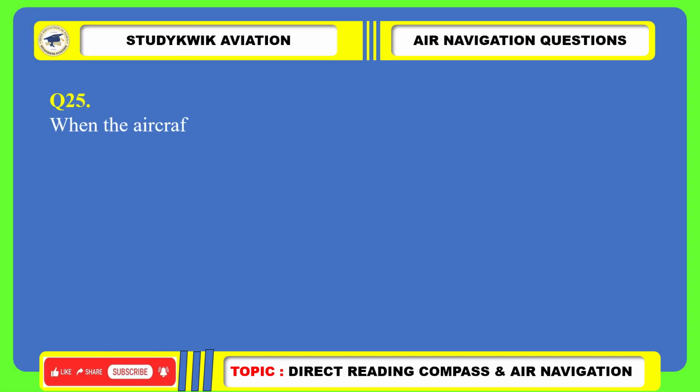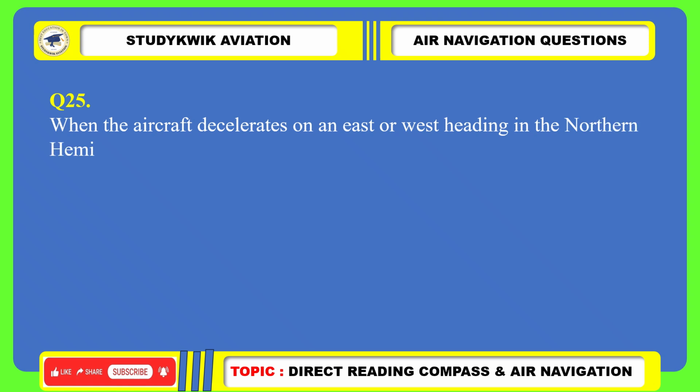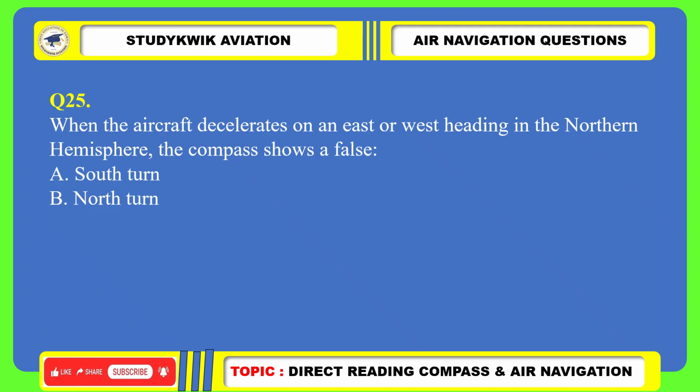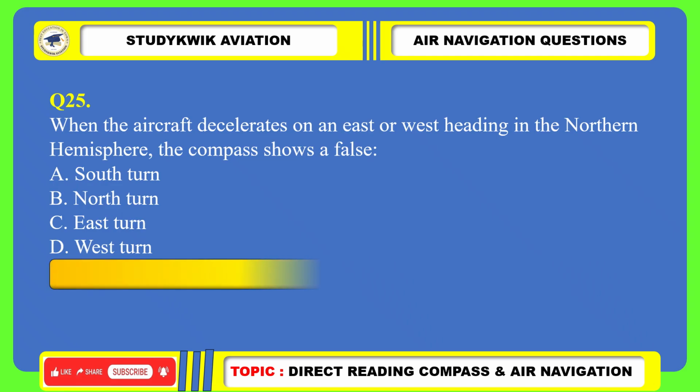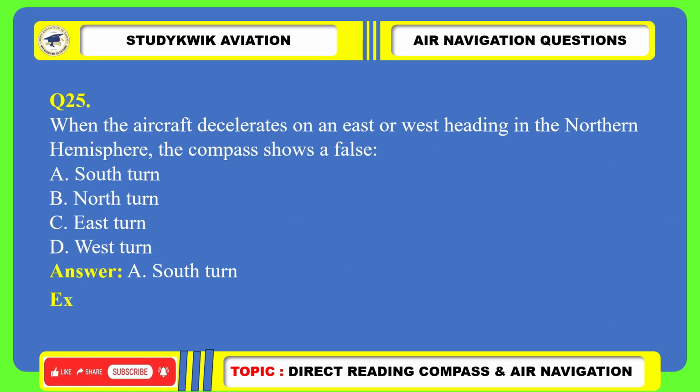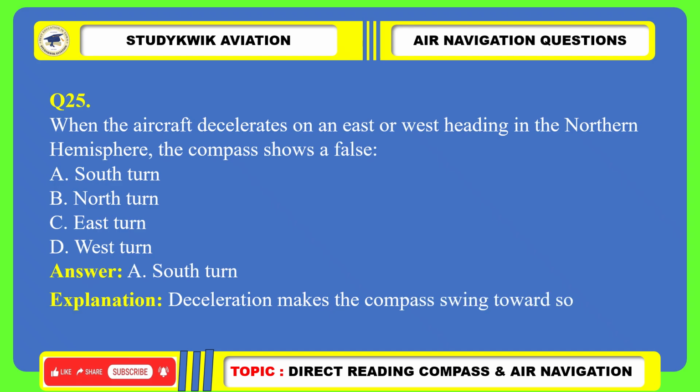Question 25. When the aircraft decelerates on an east or west heading in the northern hemisphere, the compass shows a false south turn, north turn, east turn, west turn. The correct answer is A. South turn. Deceleration makes the compass swing towards south on east-west headings.